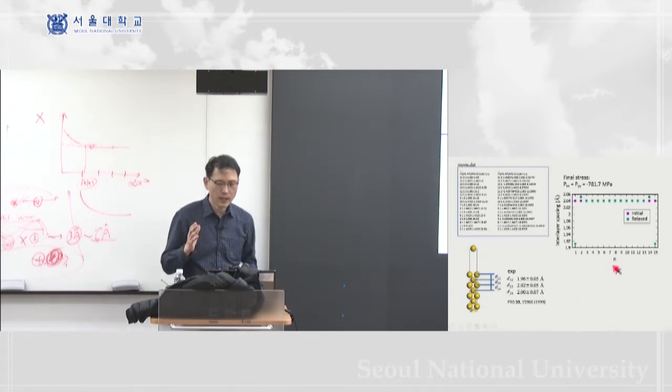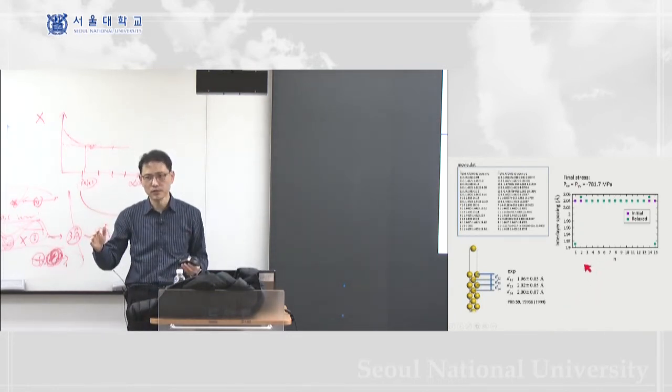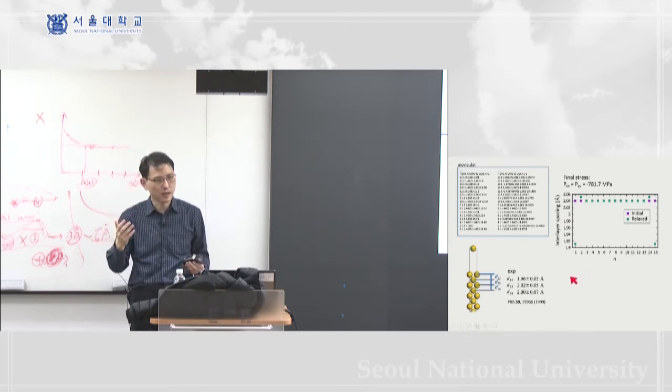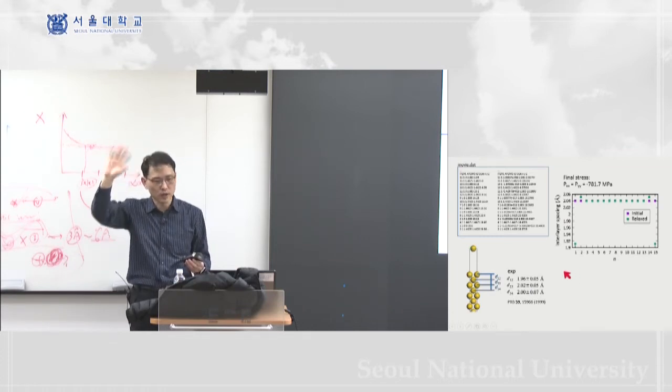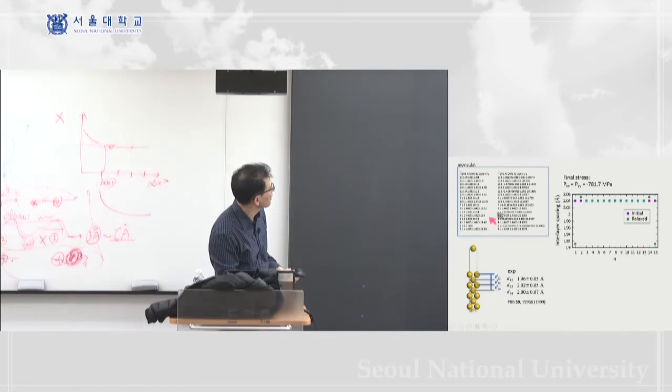And then again, like a defect, you have to relax it, because the interlayer spacing, the spacing between the different layers, should be affected by the vacuum region. So we have the relaxed structure, and you can see the interlayer spacing. D1,2 is the space between the first and second layer, D2,3 is the spacing between the second and third layer, etc. So this is the spacing along the surface normal direction.